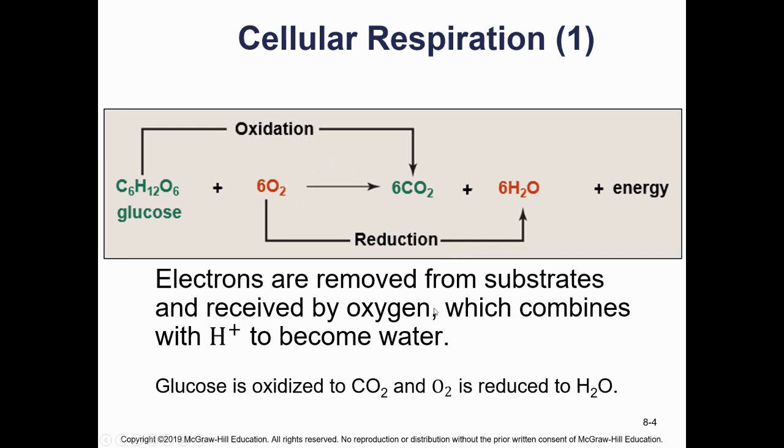Electrons are removed from the substrates. Remember, that's a synonym for reactants when we have enzymes involved in a chemical reaction. Those electrons are removed from the substrate of glucose and received by oxygen, which is going to combine with hydrogen to become water. Okay, sure. What does that mean?